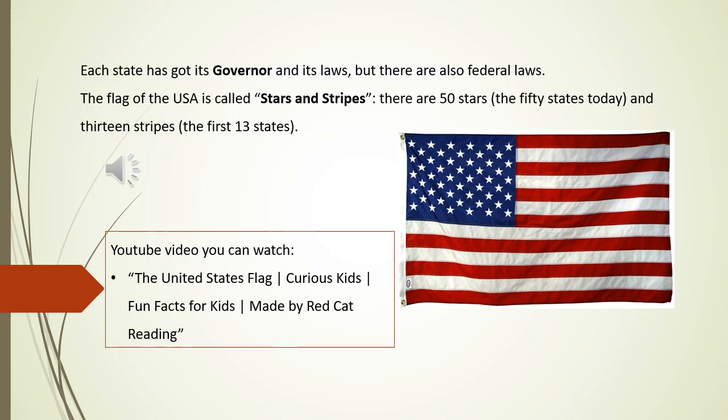The flag of the USA is called Stars and Stripes. There are 50 stars, the 50 states today, and 13 stripes, the first 13 states.